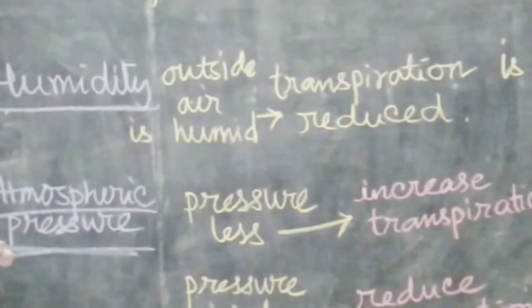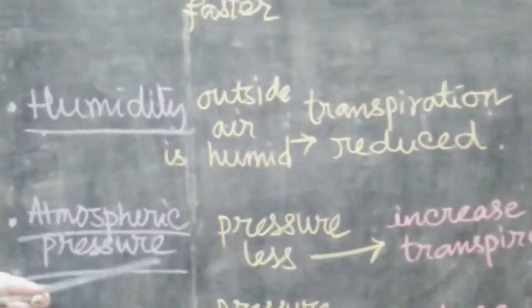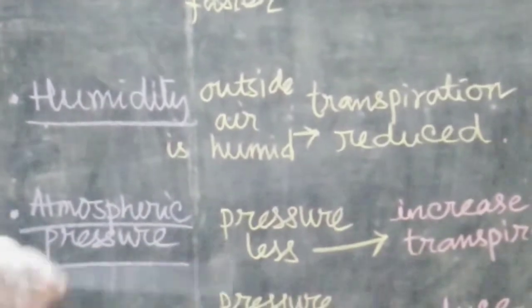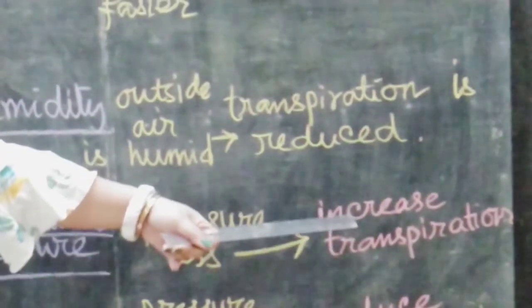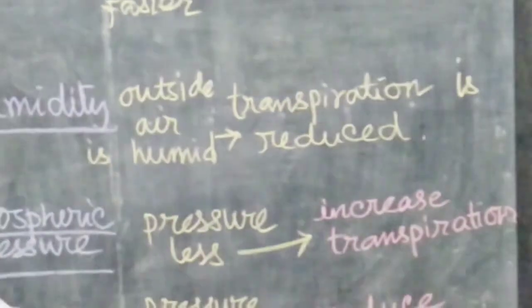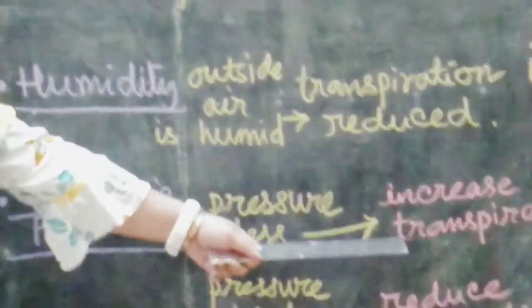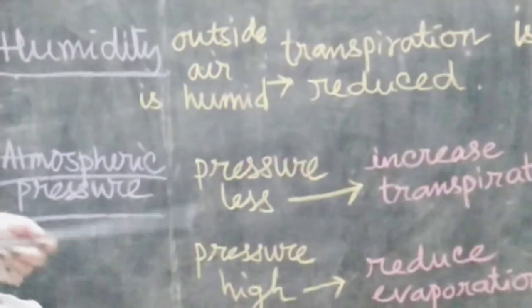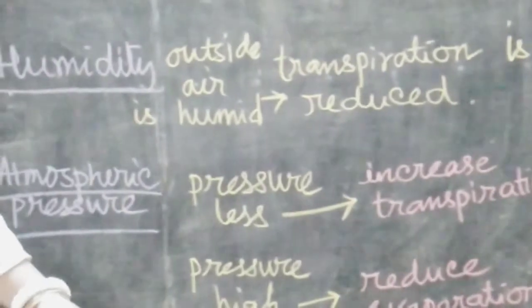Next, the atmospheric pressure. It is inversely proportional, like humidity. Atmospheric pressure is also inversely proportional. How? If the atmospheric pressure is less, transpiration will be more, because of more evaporation of water vapor from the surface of the leaf. So increased transpiration. If the pressure is high, then transpiration will automatically be low. So atmospheric pressure is inversely proportional with the transpiration.